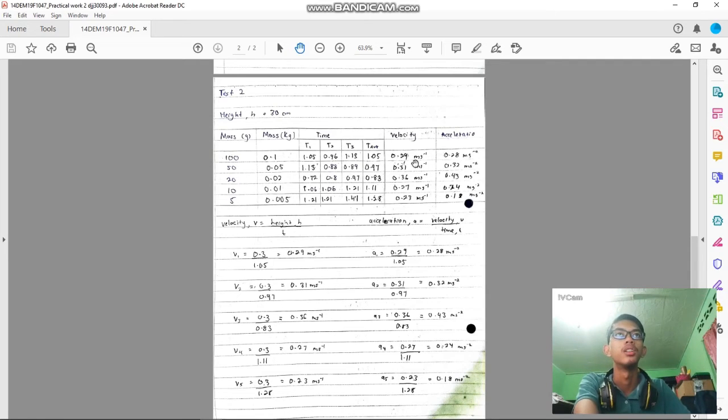And once we have the velocity, we can find the acceleration by using velocity per time. For acceleration, 100 gram is 0.28 meter per second squared. Next is 50 gram, 0.32. 20 gram is 0.43, 10 gram is 0.24 meter per second squared, and 5 gram is 0.8 meter per second squared. Okay, that's all from me.